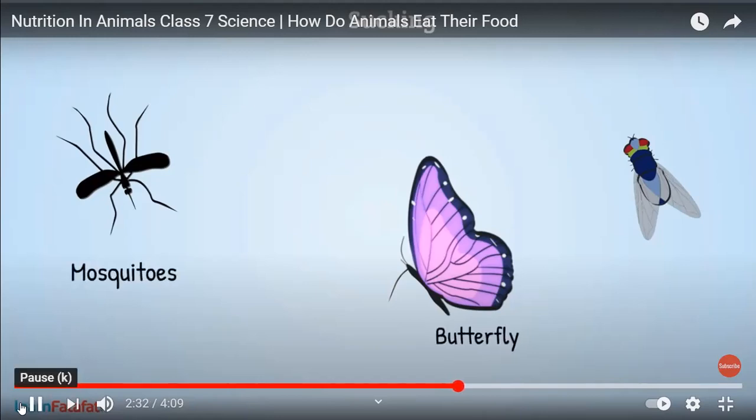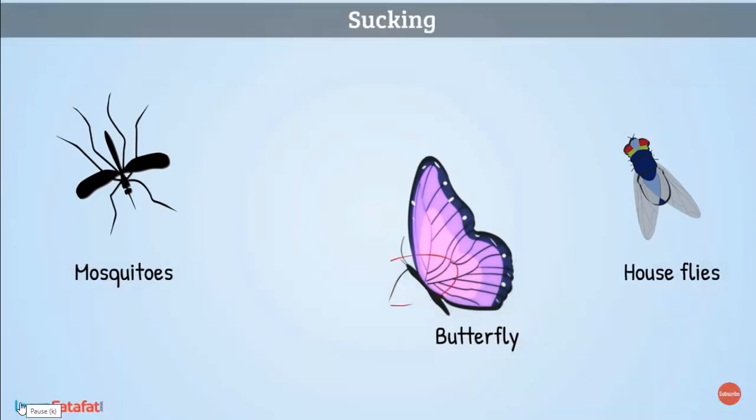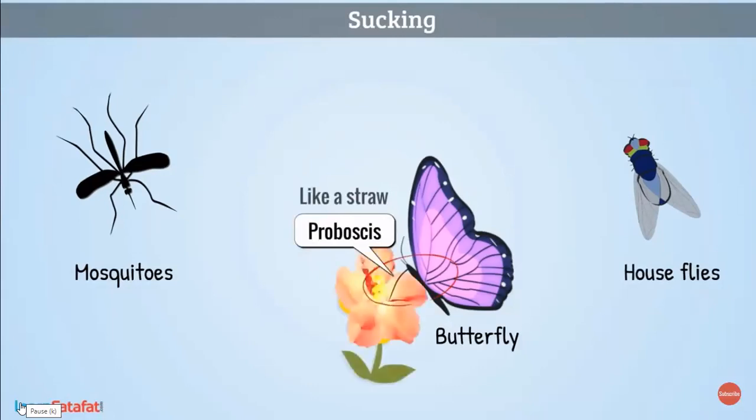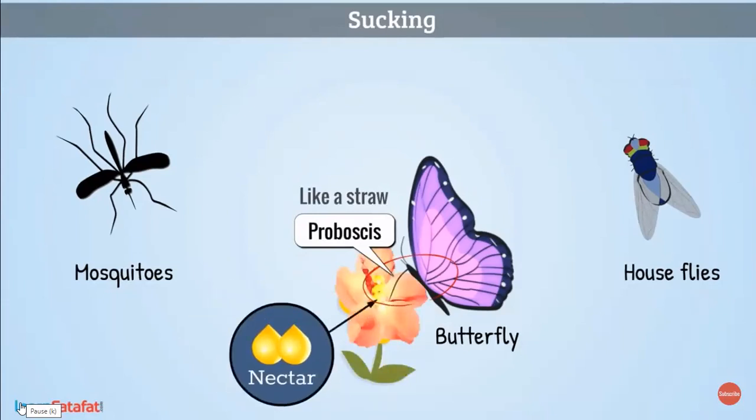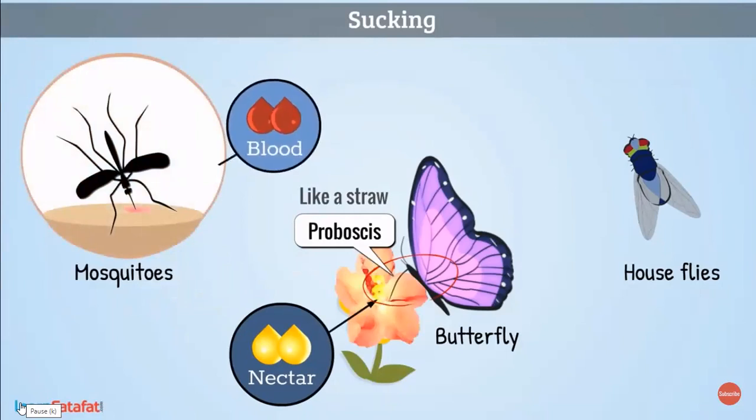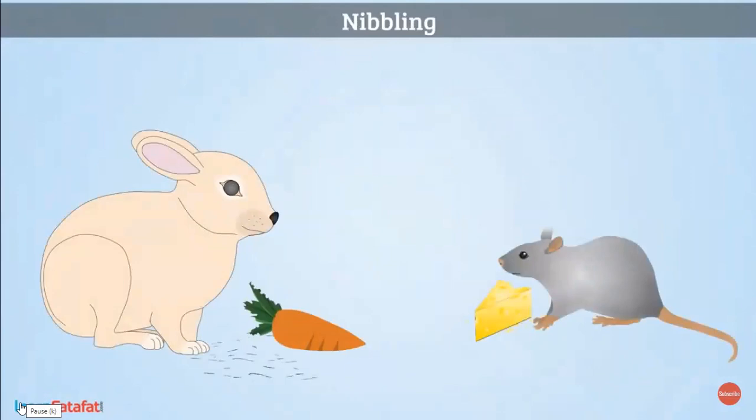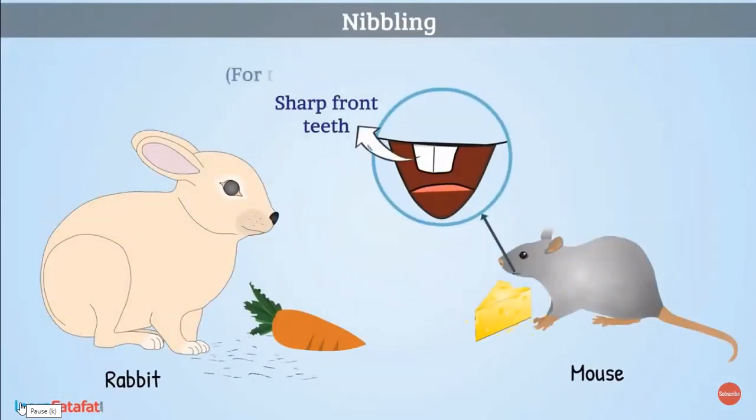Butterflies, mosquitoes, and houseflies have a long tube called a proboscis. It is like a straw to them. Using it, butterflies suck sweet juice called nectar from the flower. Similarly, mosquitoes suck the blood. Nibbling. Animals such as rabbit and mouse use their sharp front teeth for taking small bites of the food. This is called nibbling.